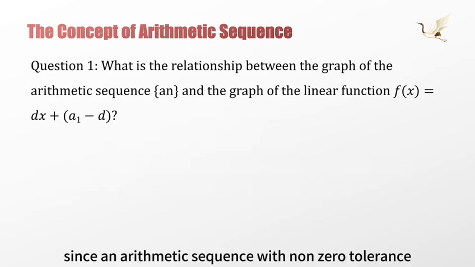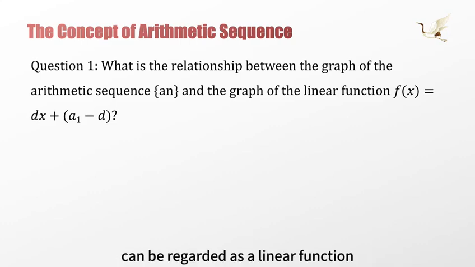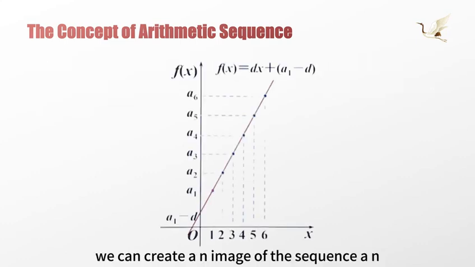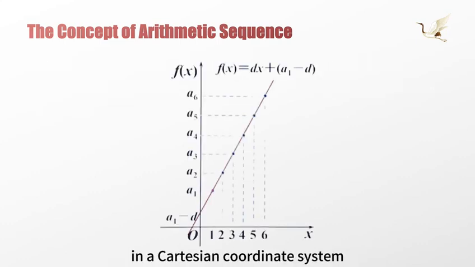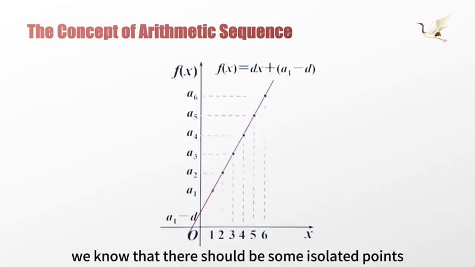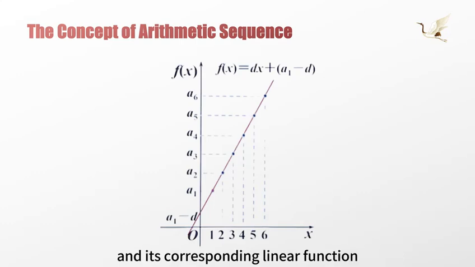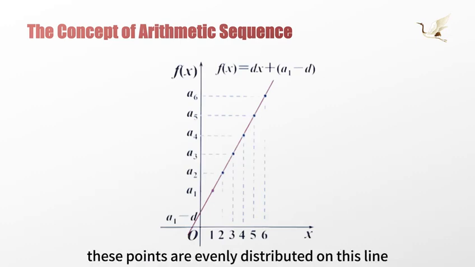So, since an arithmetic sequence with non-zero common difference can be regarded as a linear function, what is the relationship between the image of arithmetic sequence a_n and its corresponding linear function f(x) equals dx plus a_1 minus d? We can create an image of the sequence a_n in a Cartesian coordinate system. From the content of the previous class, we know that there should be some isolated points, and its corresponding linear function graph should be a straight line passing through these points, with a slope of the common difference d and a y-intercept of a_1 minus d. These points are evenly distributed on this line.